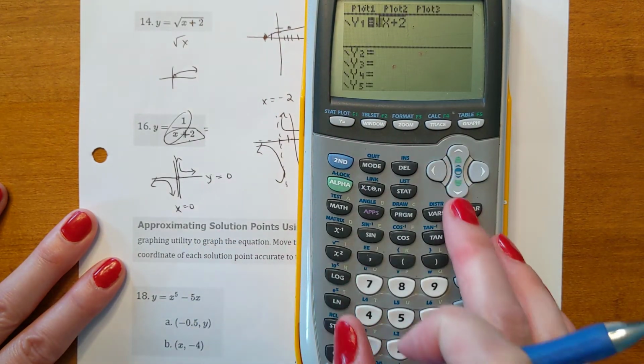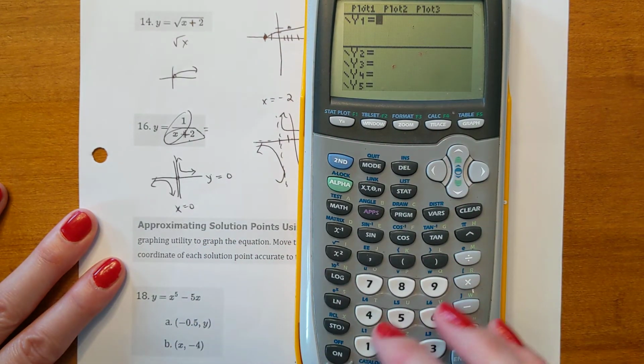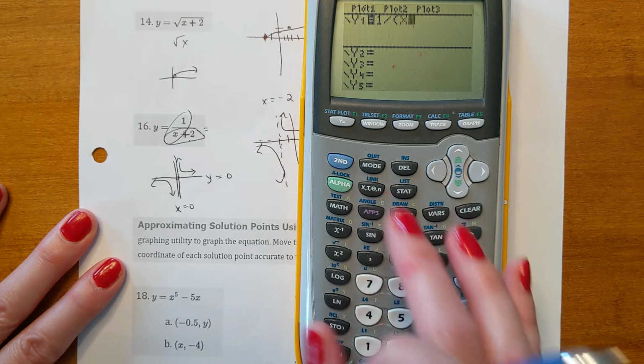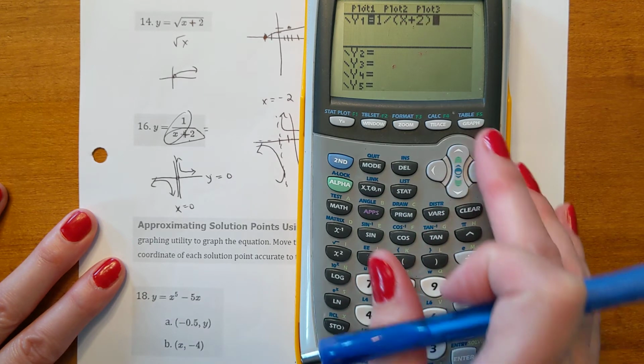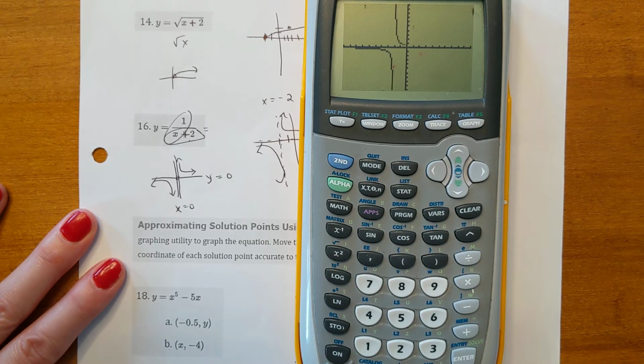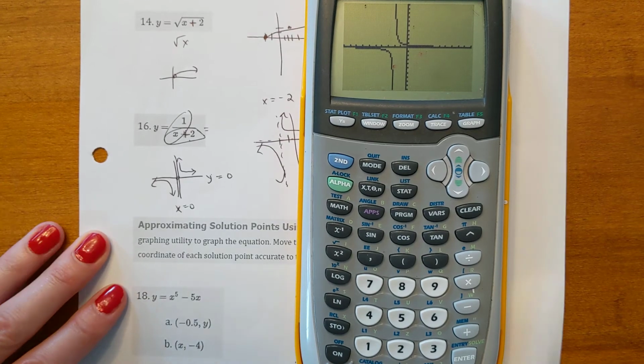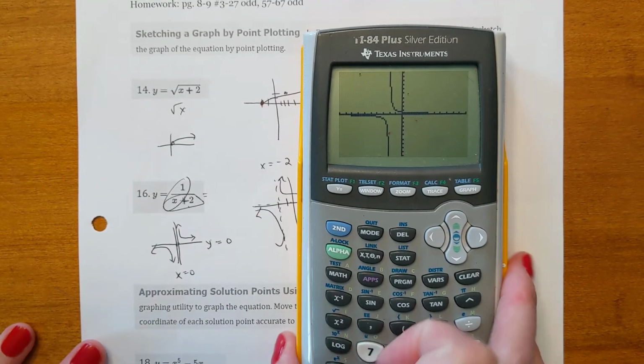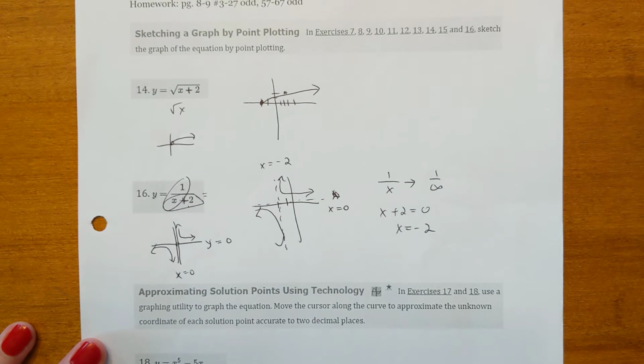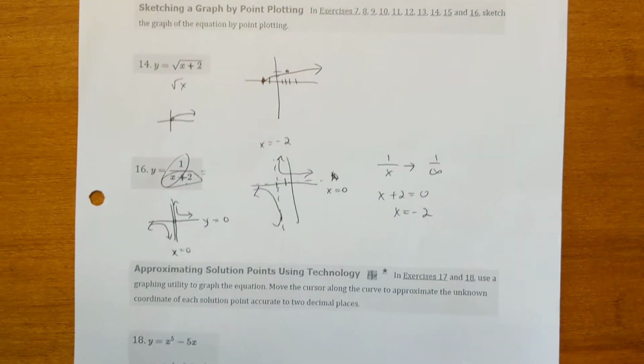So putting it in the calculator and checking it, 1 divided by the quantity x plus 2. There you go. So it's the picture that we just had. They just said to sketch it, so that's good enough for now.